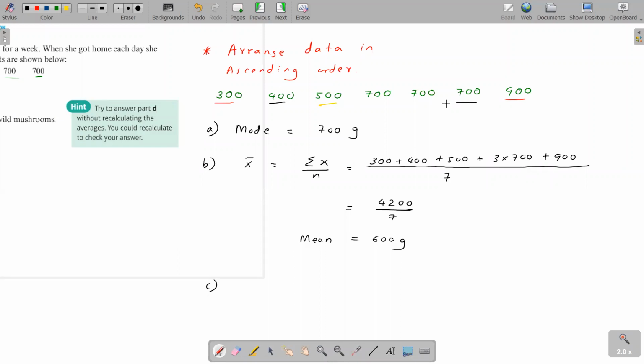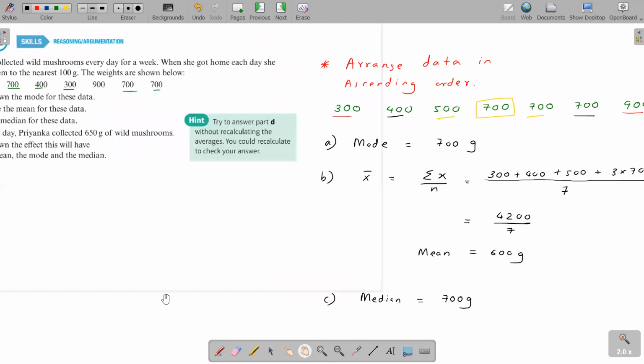Only one value. So you can see this is the value in the middle. This 700 is exactly in the middle, right? So therefore the median is 700 grams. Okay, the median is 700 grams. That's the middle value. Now let's go for the next part.